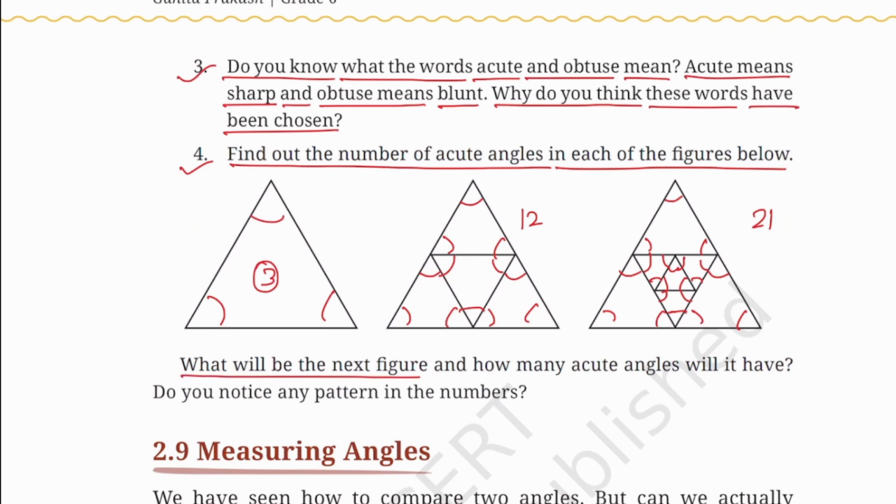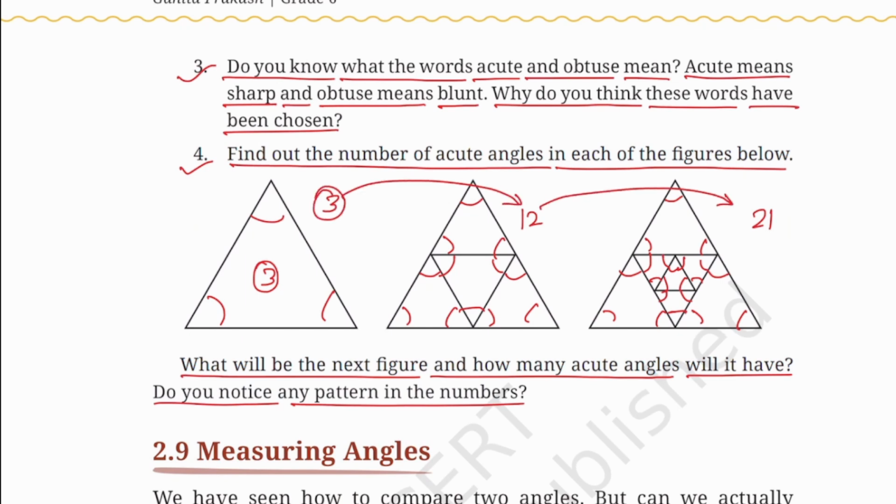What will be the next figure and how many acute angles will it have? Do you notice any pattern in the numbers? If you see here, after 3 comes 12, and after 12 there is 21. If 9 is added to 3, you will get 12. If 9 is added to 12, you will get 21. And in the next figure, there will be 30 acute angles. That is 21 plus 9.